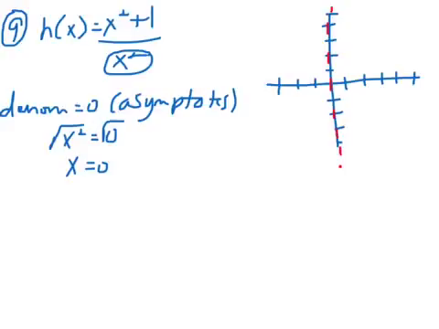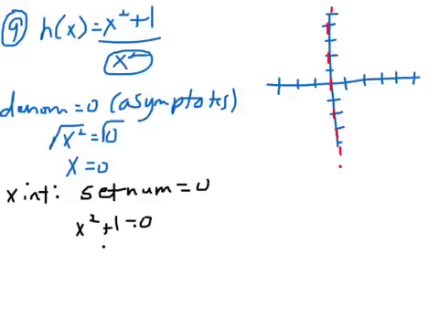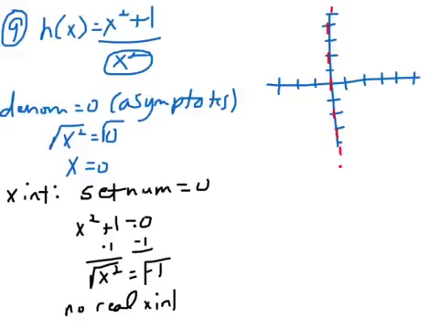Now, if there are any x-intercepts, we would find them by setting the numerator equal to 0. Okay, so let's do that. x squared plus 1 equals 0. If I subtract 1 from both sides, I get x squared is negative 1. Ooh, if I square root that, that's an imaginary number. That's not a real number. So there are no real x-intercepts. Okay, so I'm not going to have any x-intercepts on this graph.